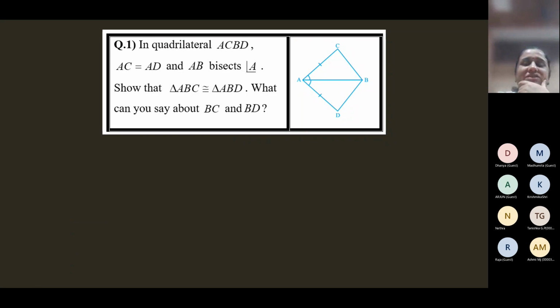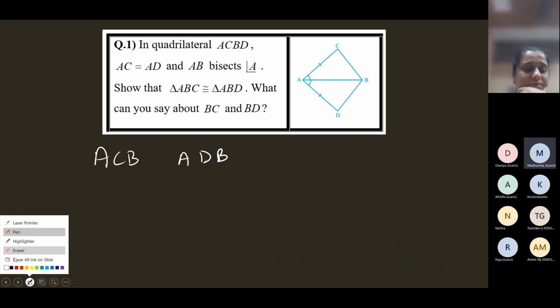It's just about listing the information. Tell me. Ma'am, we know that AC is equal to AD. Which are the triangles? Name the triangles. Triangle ACB and triangle ADB, ma'am. ACB on the top and ADB below. Okay, in these two triangles, AC is equal to AD.